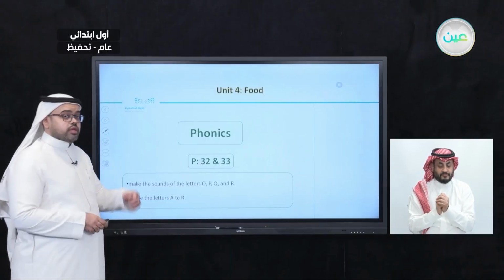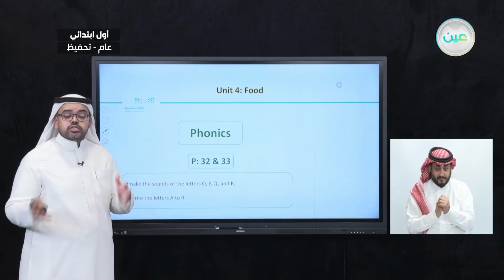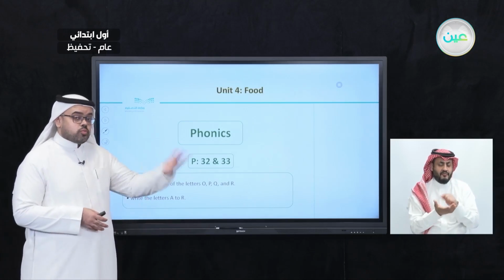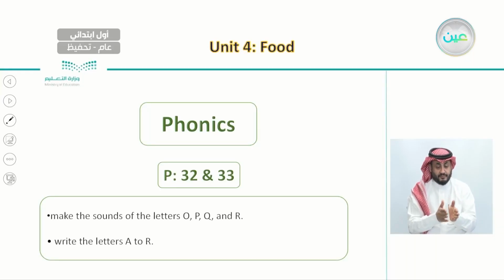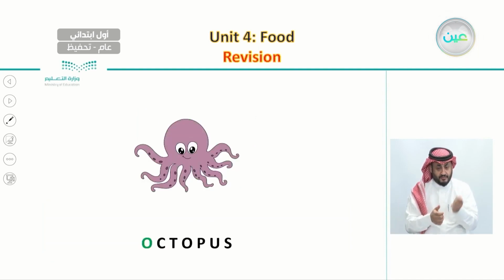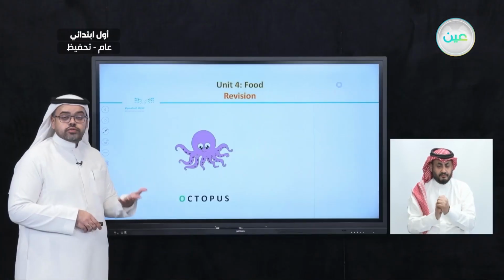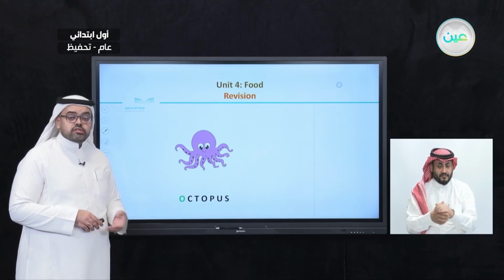We did learn the countable and the uncountable words, and also we did count from 1 to 10. Now the last lesson we had in this unit was phonics on pages 32 and 33, and our objectives with this lesson were to make the sounds of the letters O, P, Q, and R, and also to write the letters from A to R. So the first thing we did is that we got introduced to different words that start with these letters.